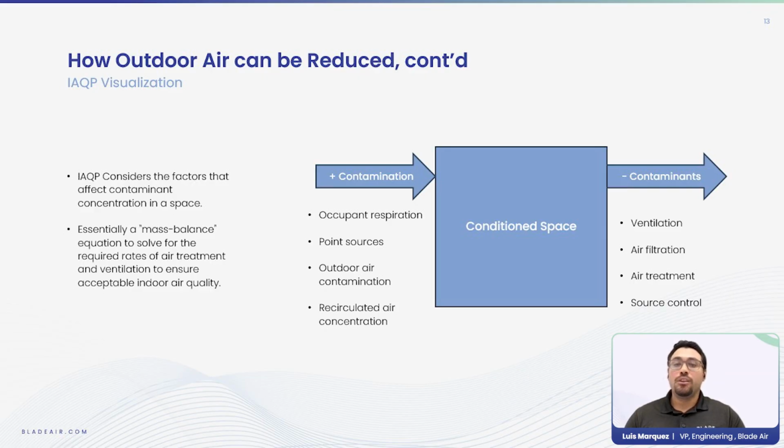On the minus side, we are considering our removal rate. So that includes air being exhausted out, air being treated either by filtration or any other air cleaning method at the recirculation stage, or really at any point within the system. And so all this is essentially a mass balance equation to ensure acceptable indoor air quality.